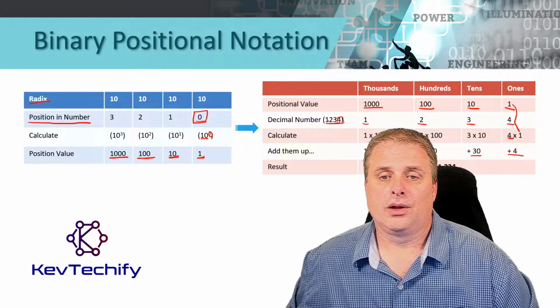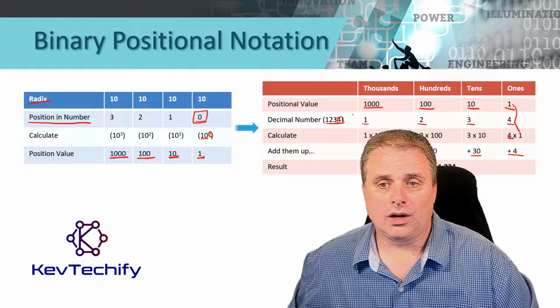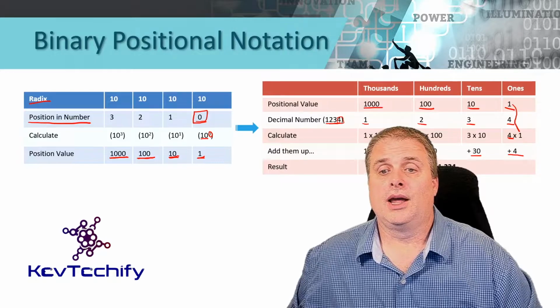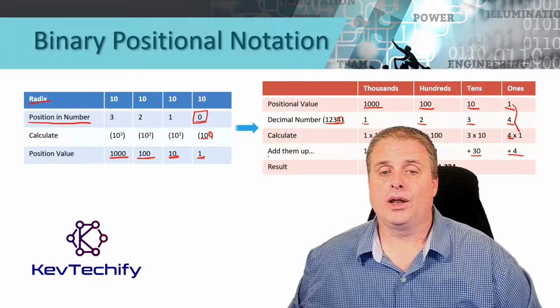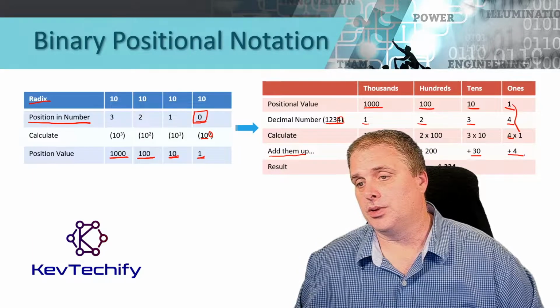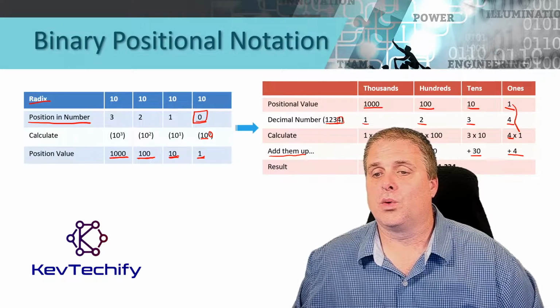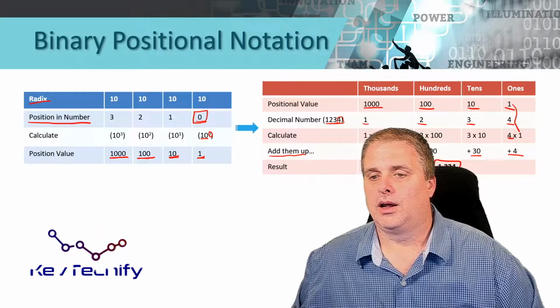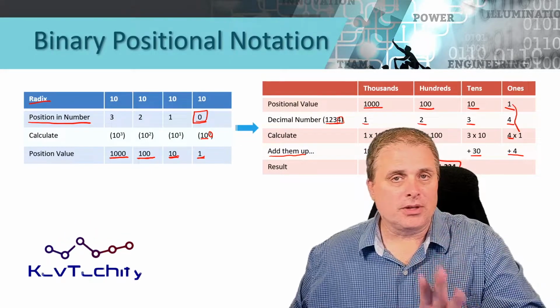And then in the fourth column from the right, we put a 1 in the thousands column. 1 times 1,000 gives us 1,000. At that point, we go ahead and add them up. So we have 1,000 plus 200 plus 30 plus 4. That gives us 1,234. Okay, this is a simple example.